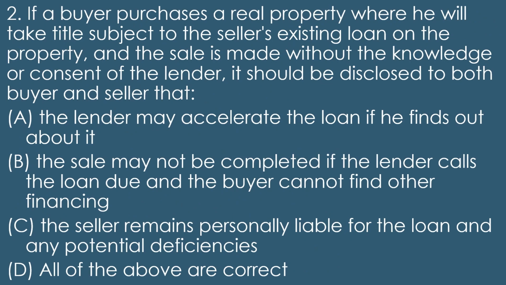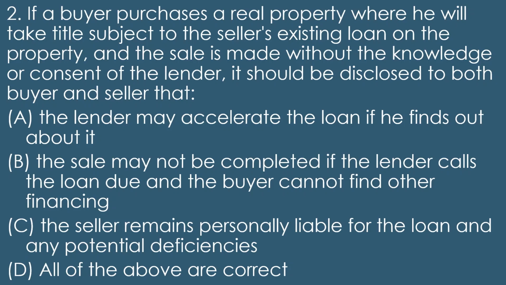If a buyer purchases a real property where he'll take title subject to the seller's existing loan on the property, and the sale is made without the knowledge or consent of the lender, it should be disclosed to both buyer and seller that: A, the lender may accelerate the loan if he finds out about it. B, the sale may not be completed if the lender calls the loan due and the buyer cannot find other financing. C, the seller remains personally liable for the loan and any potential deficiencies. D, all of the above are correct.